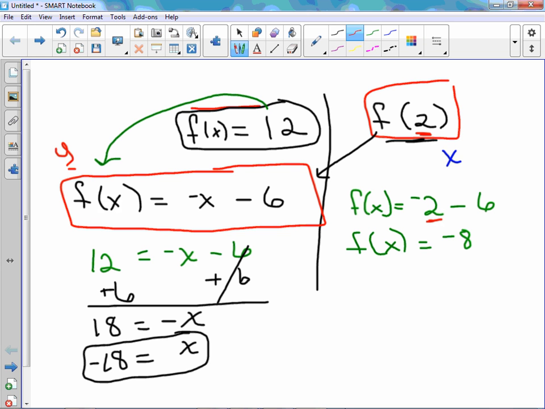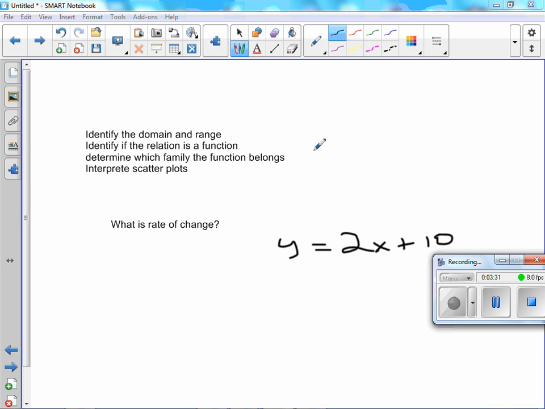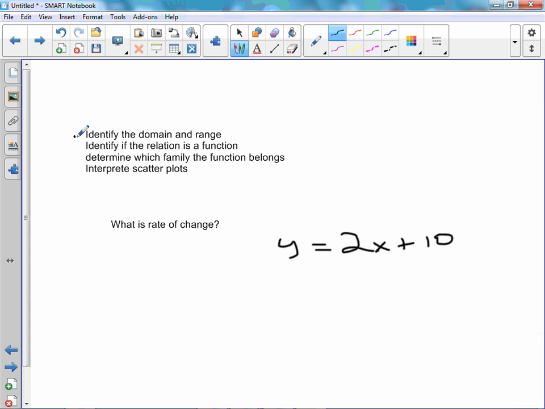Here are the things that you have to know that will be on the test. Identify the domain and range. That is on the review, in problem 4 and many of the other questions. You have to determine what is the domain and what is the range, so look through for that on your review.